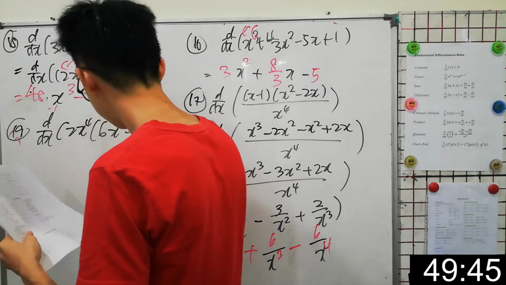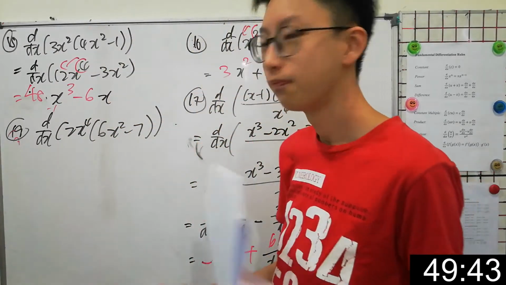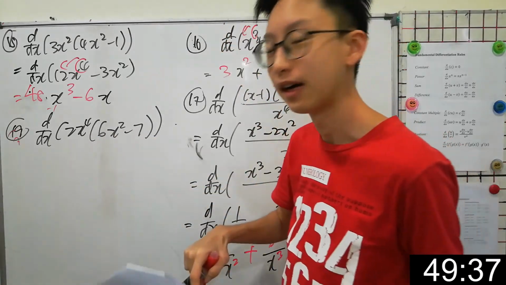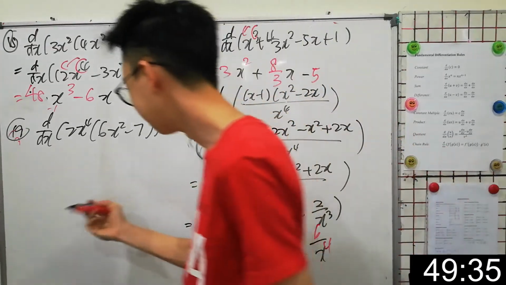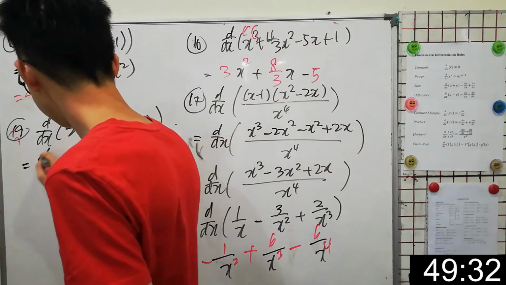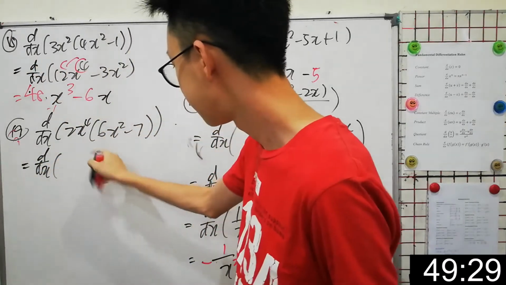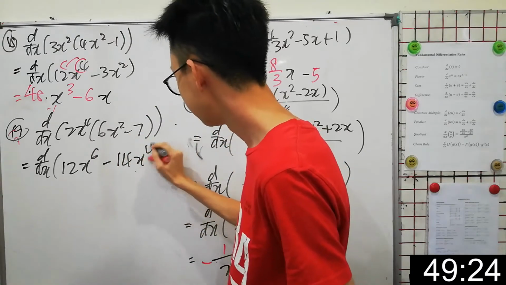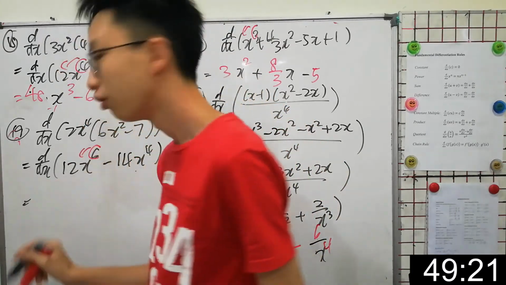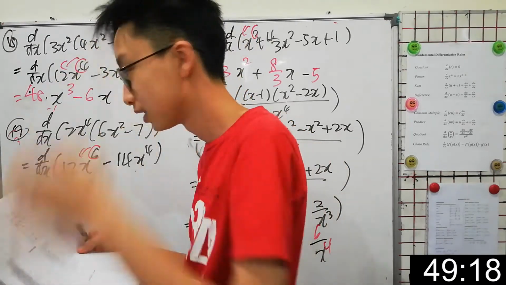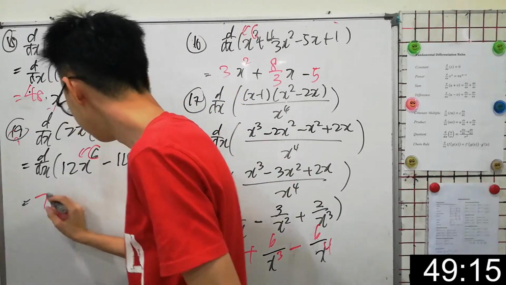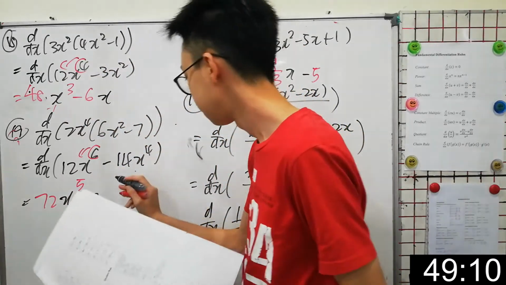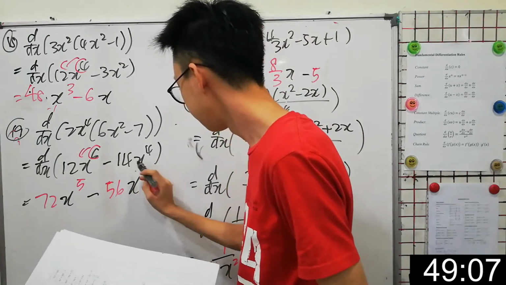2x^4 times (6x squared minus 7). Okay, so again, I think we'll just expand it. Then we'll have other questions where we can use our product rule later. Don't worry. Then this one you just expand it. So it's d/dx of 2 times 6 is 12x to the 6 power minus 7 times 2 is 14x to the 4 power. Then you bring down the power. 12 times 6 is 72. It's 72x, then this one power minus 1, minus 14 times 4 is 56x to the 3rd power.